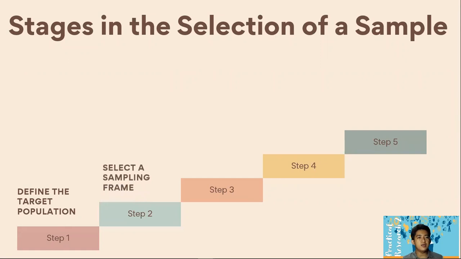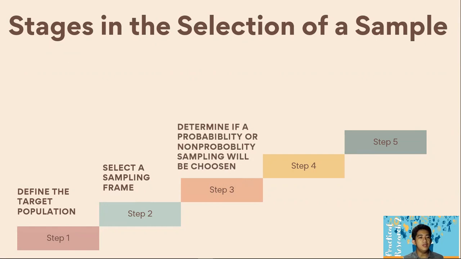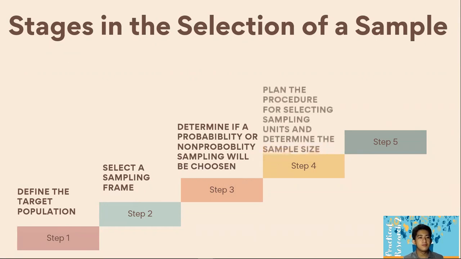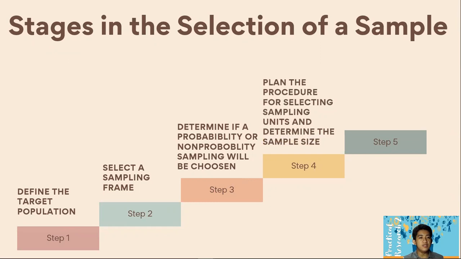And then we select a sampling frame. Since we already know what population we want to have, then we are going to look into the sampling frame. Then, step 3, determine if a probability or non-probability sampling will be chosen. Later, we are going to discuss the difference between probability and non-probability sampling. The 4th step is that we need to plan the procedure for selecting sampling units and determine the sample size.